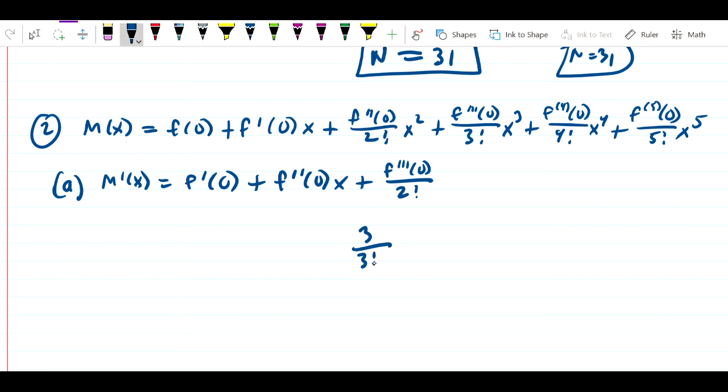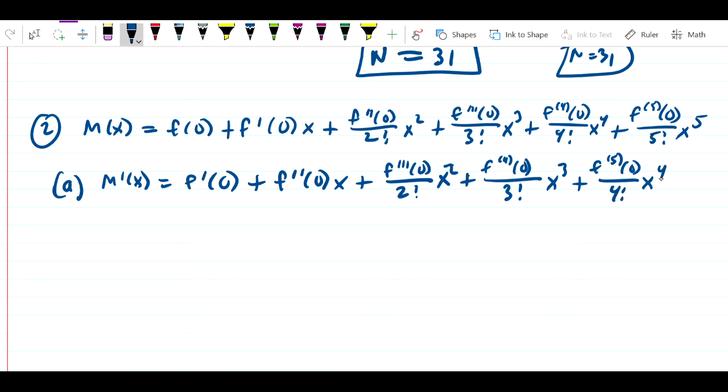3 over 3 factorial is equal to 3 over 3 times 2 times 1. So those cancel, giving me 1 over 2 factorial. That's just how that sort of division works. So this is going to be x squared, and then I have f fourth derivative of 0 over 4 factorial gives me 3 factorial x cubed, and then plus f5 of 0 over 5 factorial. You can see the pattern now, that gives me 4 factorial x to the fourth.